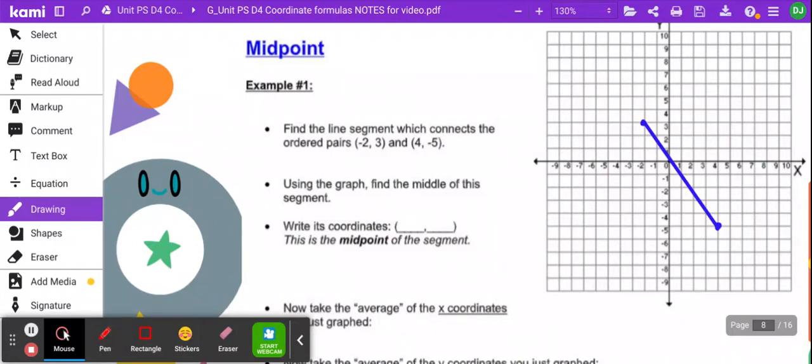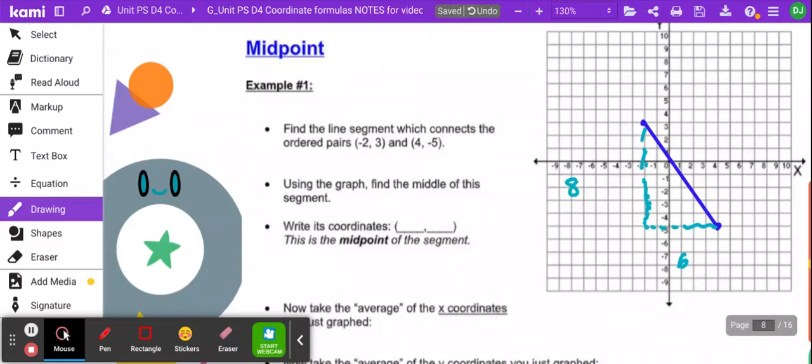Okay, so let's think about that, right? Similar to what we did last time, if you use the right triangle method, and you count, okay, how far am I going down? How far am I going over? If you look at that, that's 8 and that's 6.